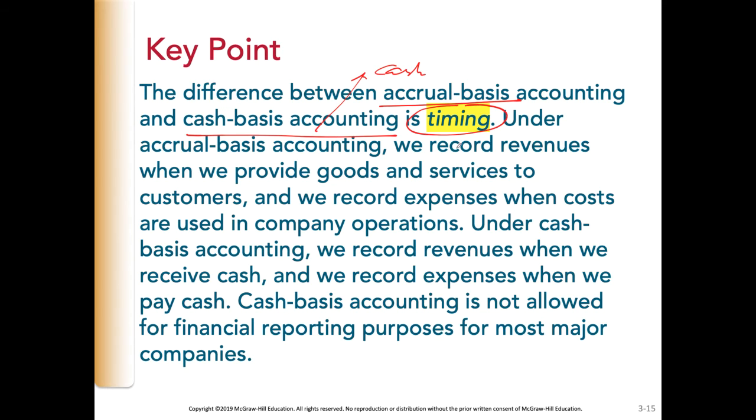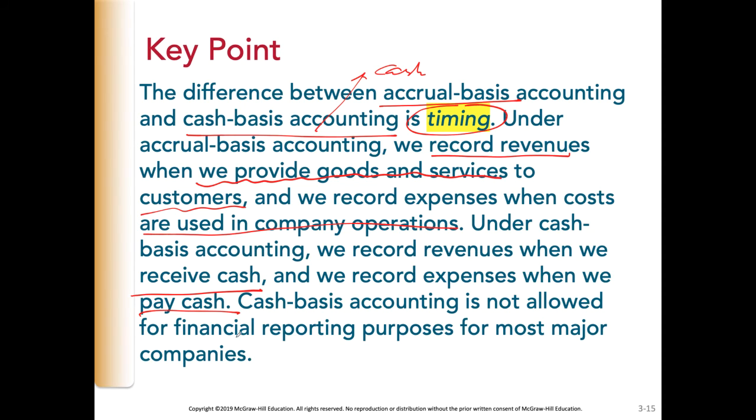Under accrual accounting, we record revenue when we provide the goods and services to the customer, when we actually earn that money, and we record expenses when the cost is used in the company's operation. We only record expenses when we have company revenue being recognized, right? But on the other hand, in cash accounting, we record the revenue when we receive cash. We record expenses when we pay cash. Hence everything, as long as it's cash, you're chasing after cash.